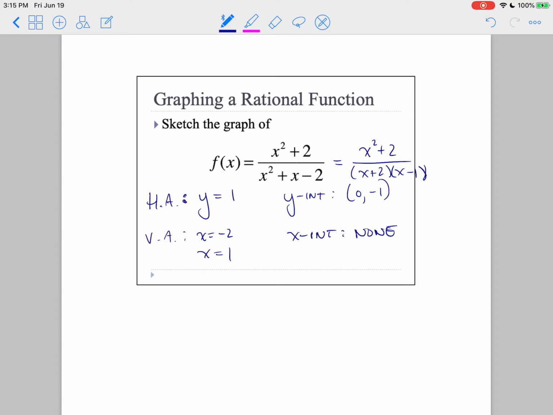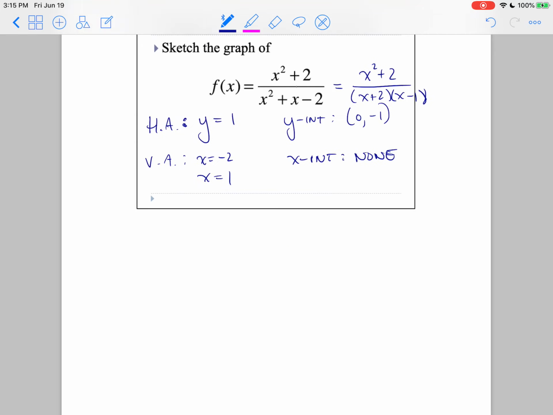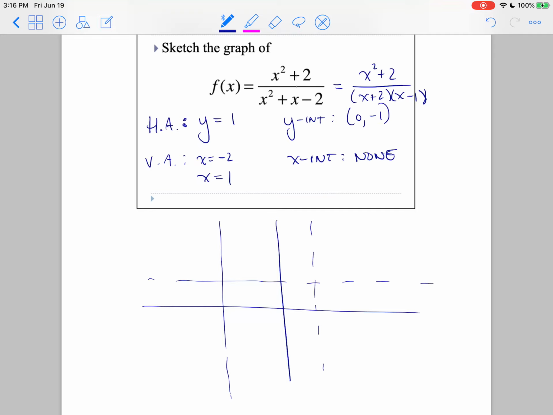All right, so I don't have a whole lot of information to go off of here. So I'm probably going to need a little bit more from this. What I mean by that is if I draw a rough sketch here, I have a horizontal asymptote at 1. I have a vertical asymptote at -2. I have a vertical asymptote at 1. I know that I'm crossing the y-axis here at -1.